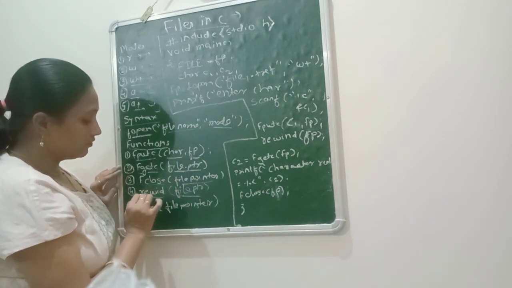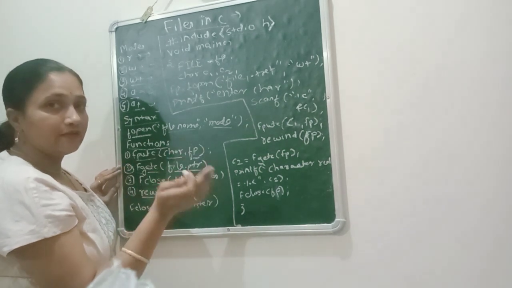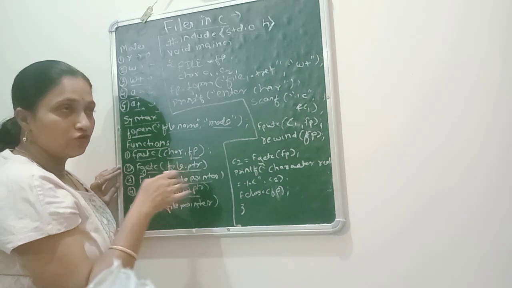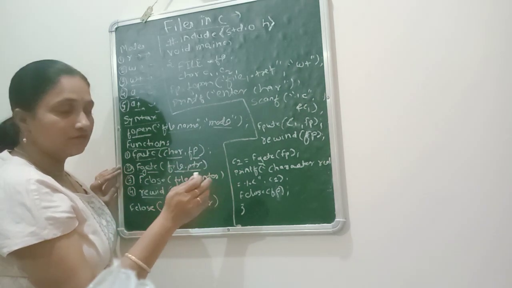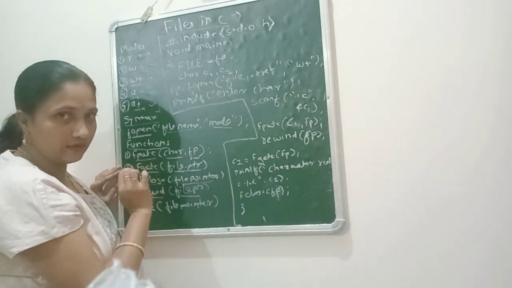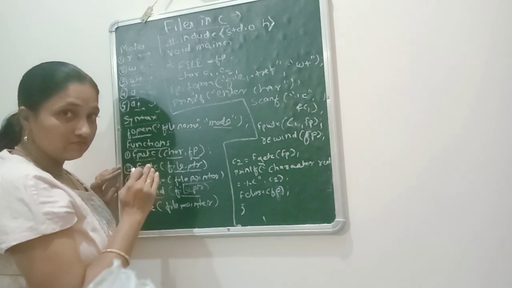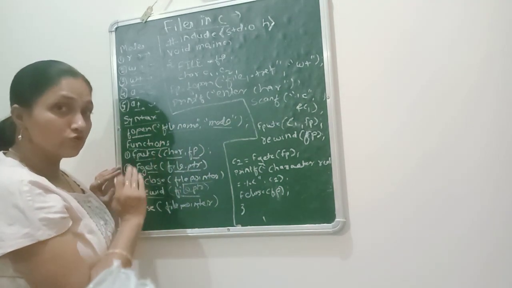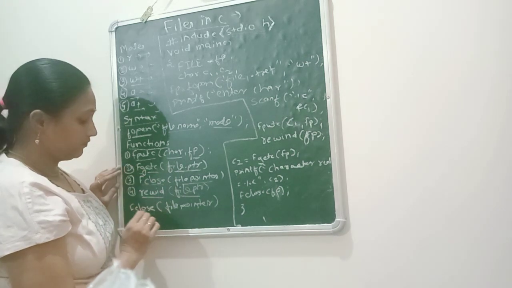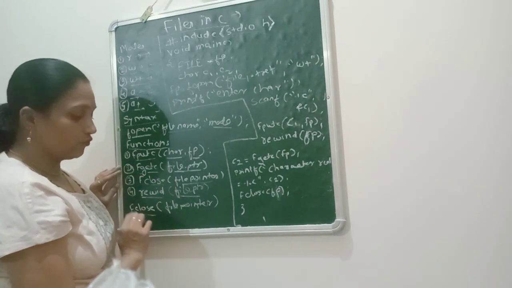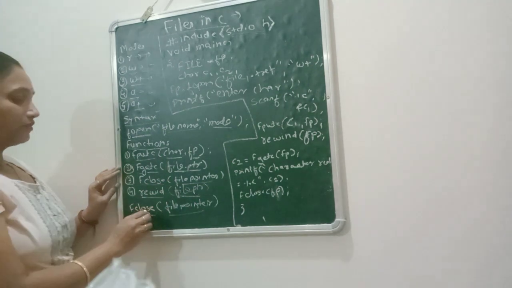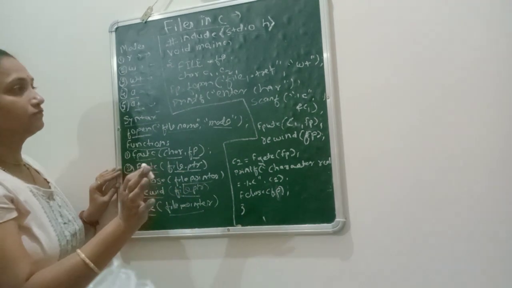So rewind, this function simply takes the file pointer to the first character of the file. Okay, you have written something to the file and then the file pointer will go to the end of the file. Now you want to read, then you have to use the rewind function so that the pointer goes to the first character of the file. Now fclose, file pointer. This function is used to close the file.